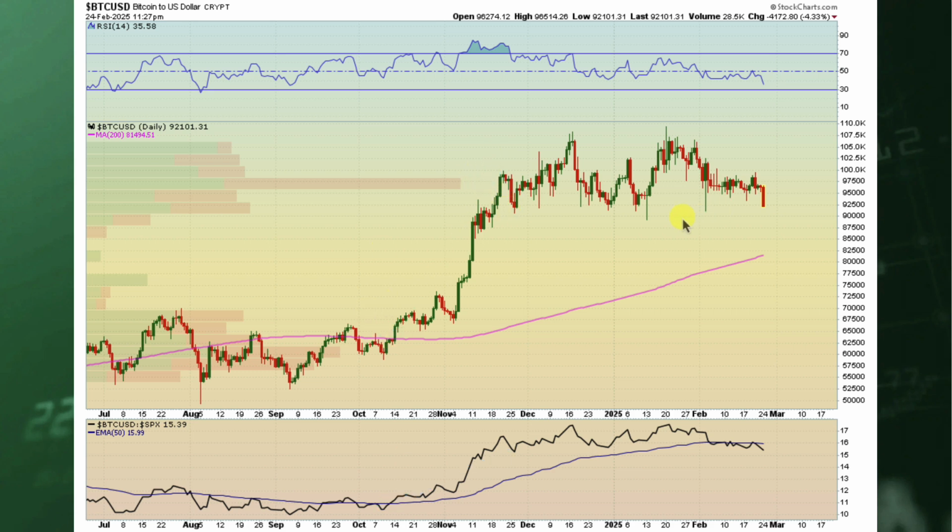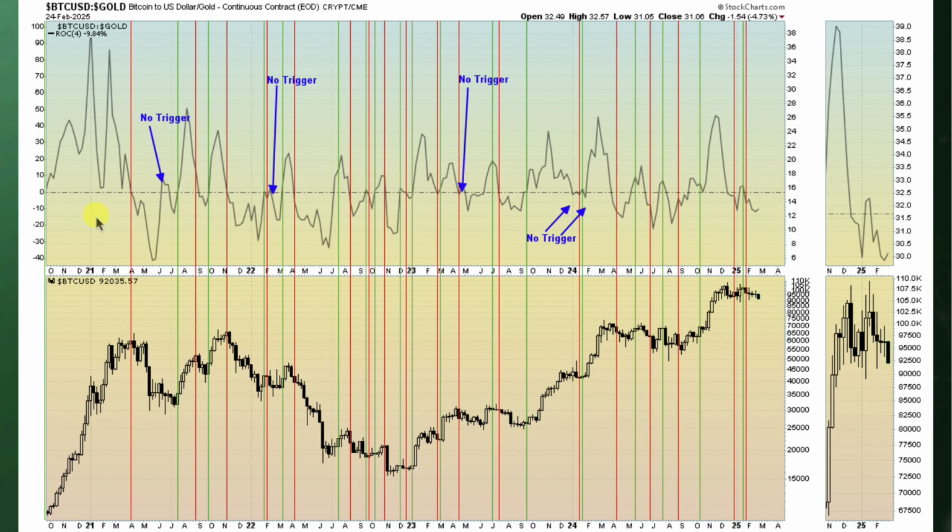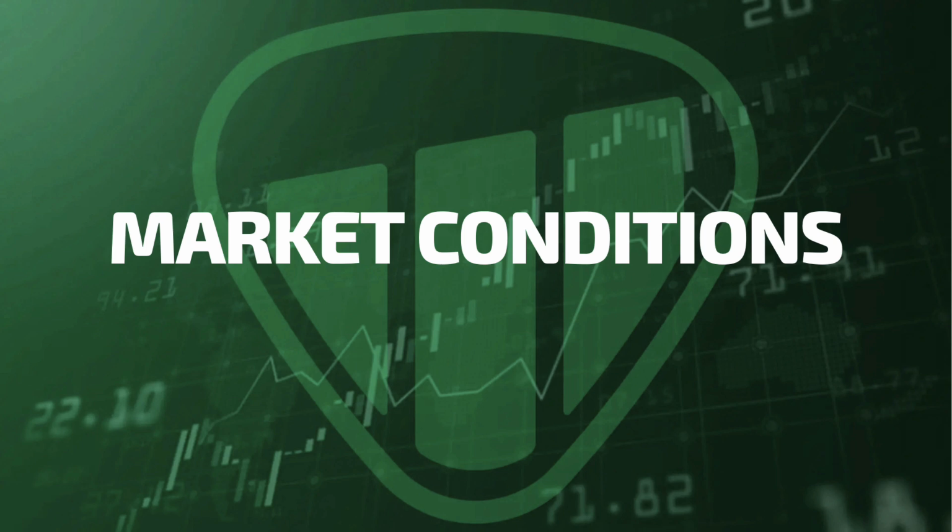So I have a couple of alerts set. Right now, it's just going sideways. I'm looking for some confirmations or some significant sell side action to potentially take part in it. Let's take a look at some of the market conditions going on right now.